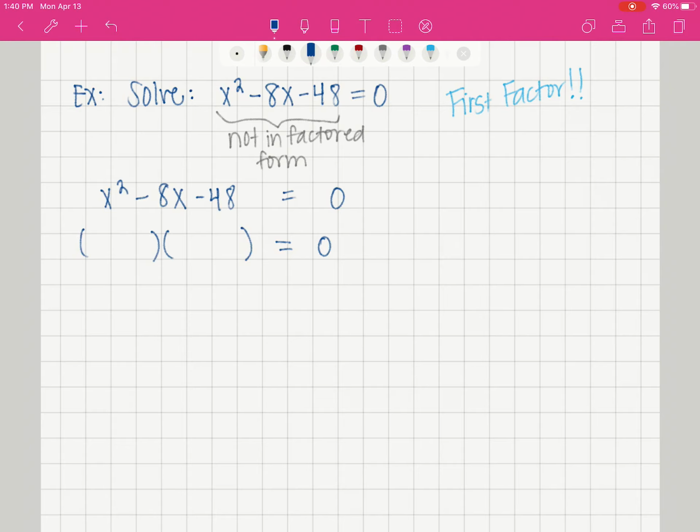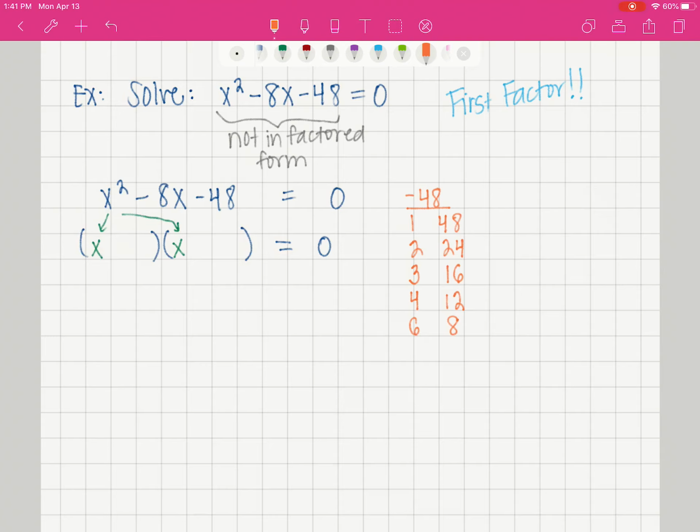Well, how do we get back to x squared? X times x. And then how do we get back to negative 48? Hopefully you remember, you go off to the side. I'm going to have 1 and 48, 2 and 24, 3 and 16, 4 and 12, and 6 and 8. And those are all the pairs that multiply to be 48.